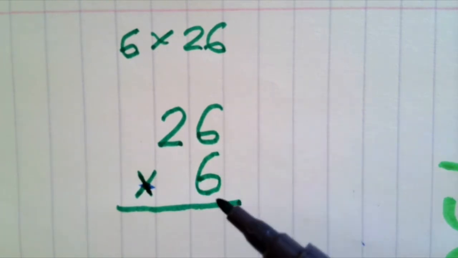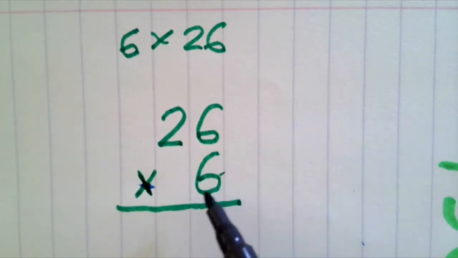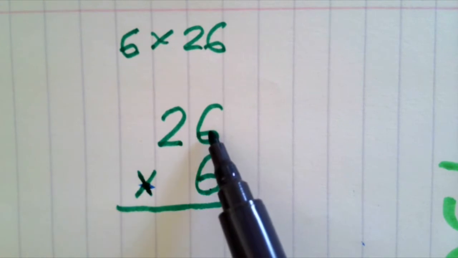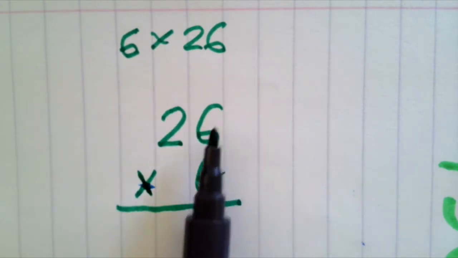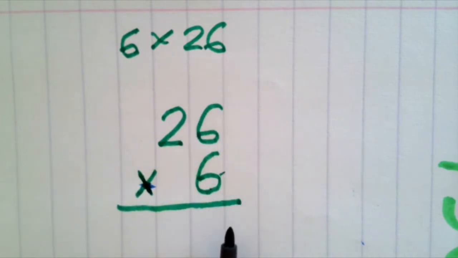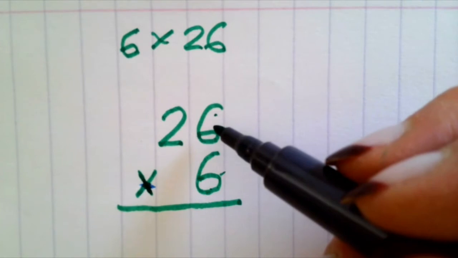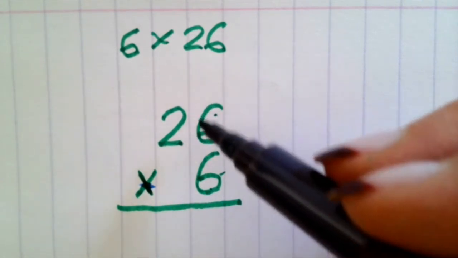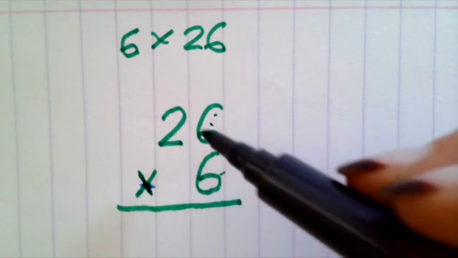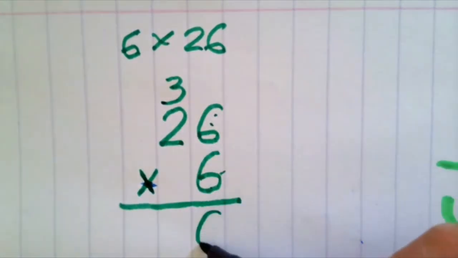Now remember what we did with the distributive property. We began by multiplying 6 times 20, then we did 6 times 6, and we added them together. When we do the standard algorithm, we start with the ones column. So we will start with 6 times 6. Do you remember what it is? It's 36. 36 is 3 tens, see where I write it, and 6 ones.